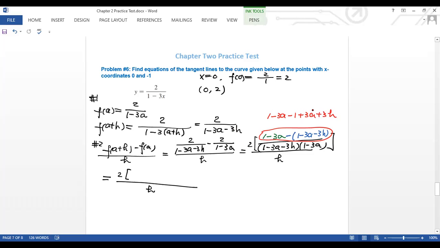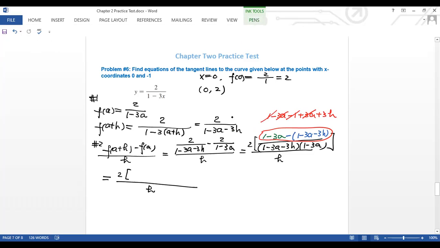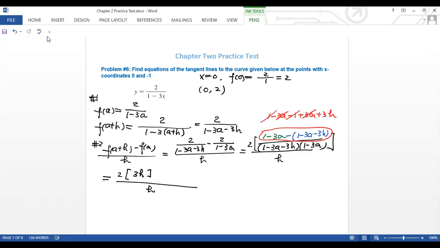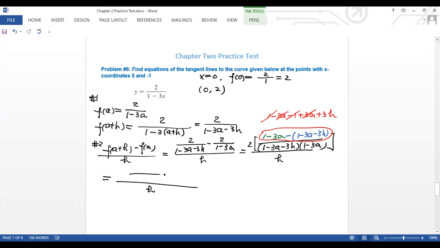So now let's take a look. Okay, 3a, good. -1, +1. Oh, that's very good. So I have 3h inside times 2. So this is 3h. And I have what? Okay, so I need to be careful here. Don't want to forget my common denominator. Okay, don't want to forget my common denominator.